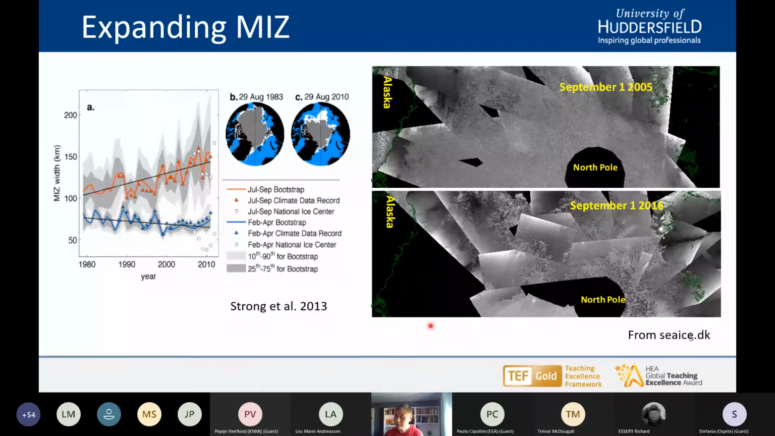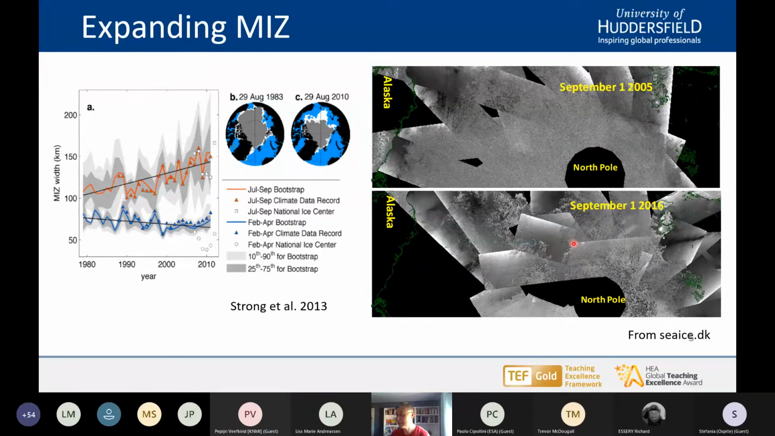From analyzing the satellite images, they define the marginal ice zone width between 15% and 80% concentration. They analyze how this MIZ width has changed over time. Here, you can see the summer marginal ice zone width from July to September. You can see quite a significant increase of the width. And also in these SAR satellite images, you can see in 2005 this white area is ice and the black area is ocean. You can see a large part is ice covered. However, in 2016, you can see pockets of very fragmented sea ice, white speckles, and also large areas of open water.